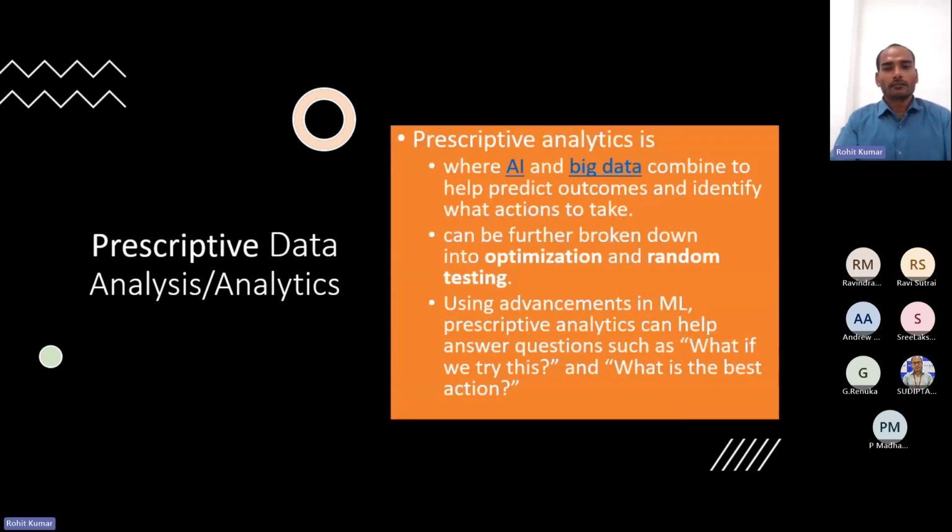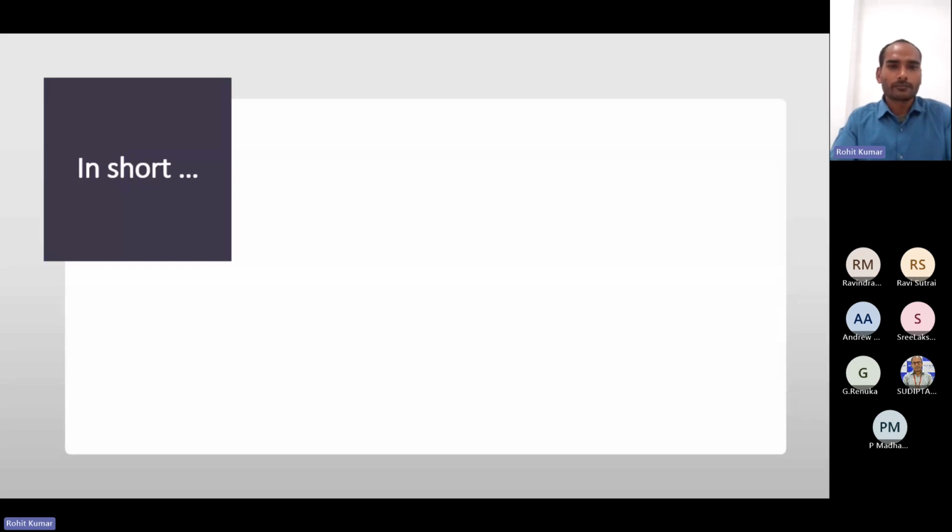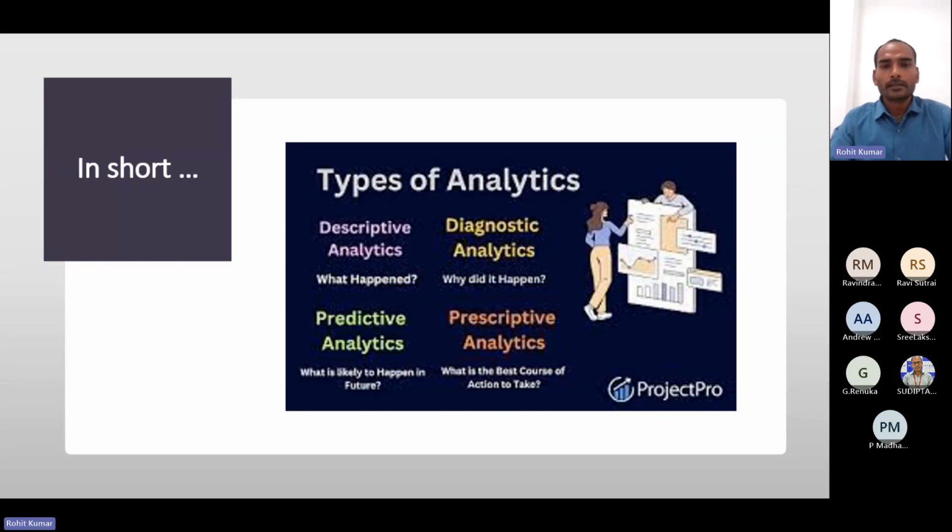Now, when we have learned about all these four different types, in short, the summary is this: we have four different types. Descriptive analytics is concerned with the happening of a particular thing, meaning what is happening, what has already happened, or something like this. You are trying to deal with that, and then you are trying to tell that particular thing to a machine.